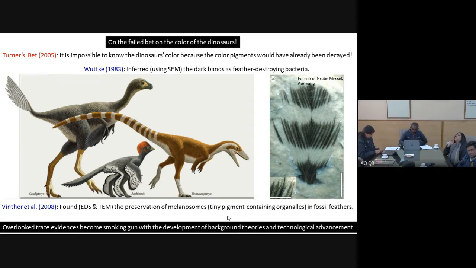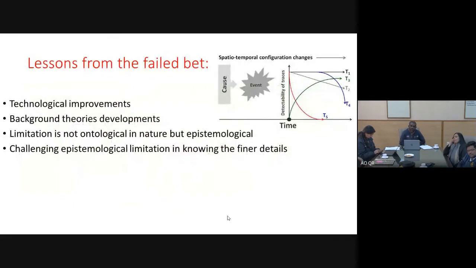So what we can learn from this failed bet was, the earlier study in 1983 used SEM, and then in 2008 they used TEM. So what is the improvement? Technologically there are improvements over these years. That made it possible to infer whether it is feather-degrading bacteria or melanosomes.